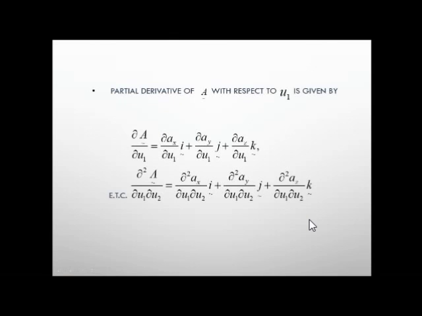Now we find the partial derivative of A with respect to u1. dA by du1 will be dx by du1 I cap plus dy by du1 j cap plus dz by du1 k cap. You can also write it as dou A by dou u1. For double derivatives, these are partial derivatives of second order, dou square A by dou u1 dou u2 and so on.